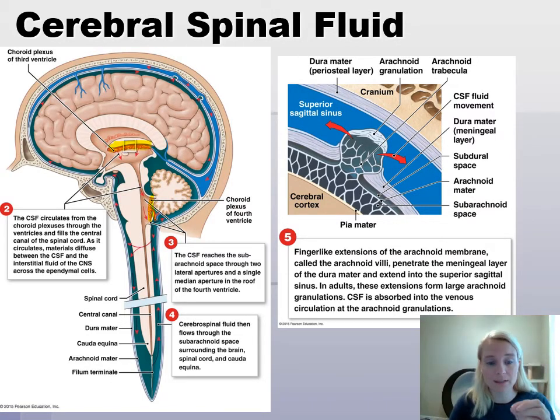So we have all of the CSF going through all of the spaces within the brain tissue, right? Lateral ventricles, third ventricle, fourth ventricle, central canal. How does it get into the subarachnoid space? Well, there are three apertures. There's two lateral apertures and one median aperture at the back wall of the fourth ventricle. And so that allows the CSF to leave the fourth ventricle and enter the subarachnoid space. Okay? So that's what the step 3 box talks about.